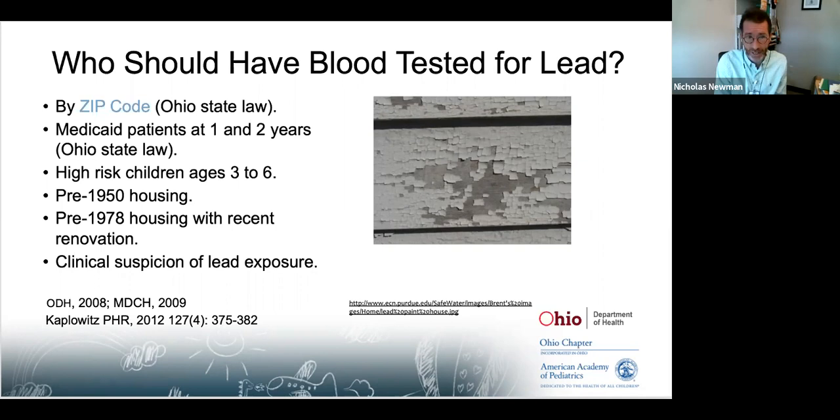If they're known to be living in pre-1950s housing, or if there's some clinical suspicion of lead exposure, like grandma says, yeah, he's been chewing at the railing of my house, and my family's had this house for 100 years, then maybe you should just check it regardless. But the law requires the 1 and 2, if either Medicaid or living in a high risk zip code.